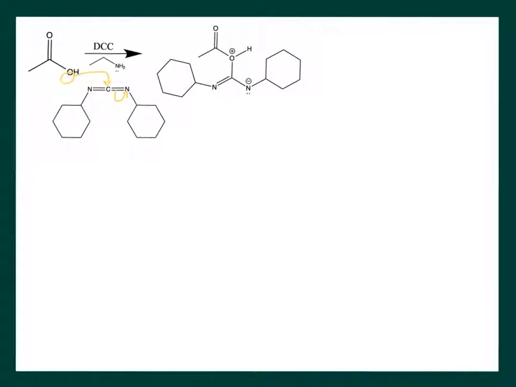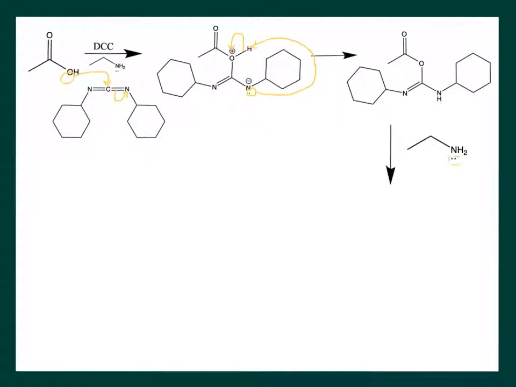Now a proton transfer occurs where a pair of electrons from the now negatively charged nitrogen comes out and grabs the hydrogen on the oxygen, pushing the pair of electrons onto oxygen. This eliminates its negative charge, yielding this neutral molecule. Now the amine can come in and attack at the carbonyl carbon, pushing the pi electrons onto oxygen.